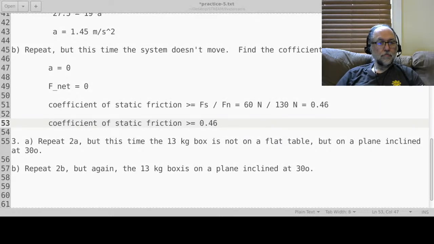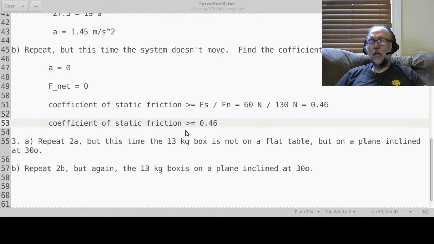All right. So it could be 1, it could be 2, it could be 20. As long as it's bigger than 0.46, the system won't slide. All right. If it were less than that, well, then we don't have a system that doesn't move. All right. So the coefficient has to be bigger than that 0.46.